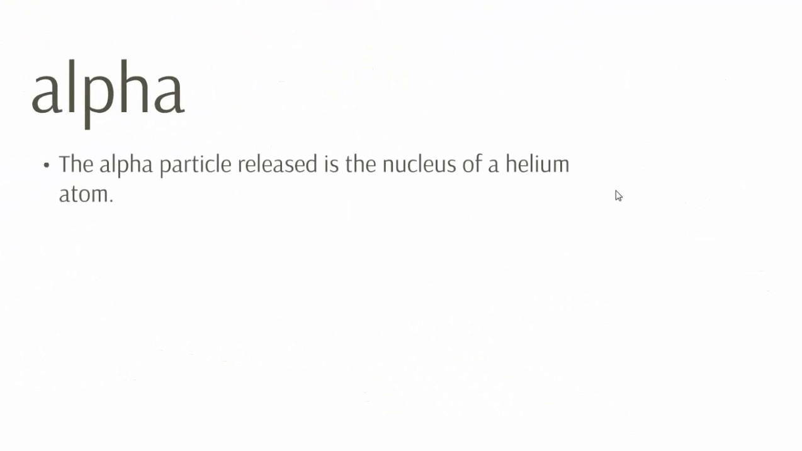Alright, let's look at our third type of particle. The alpha particle is basically the nucleus of a helium atom. So this one is your biggest. So basically gamma is your smallest and alpha is your biggest. And because we have those size differences, gamma can pass through the most things because it's the smallest. And alpha can pass through the least things because it's the biggest.